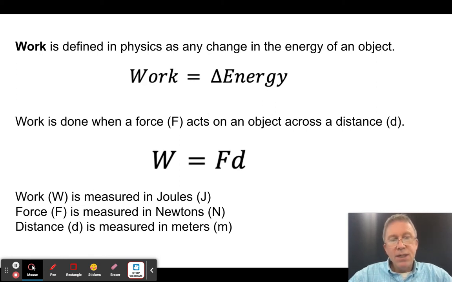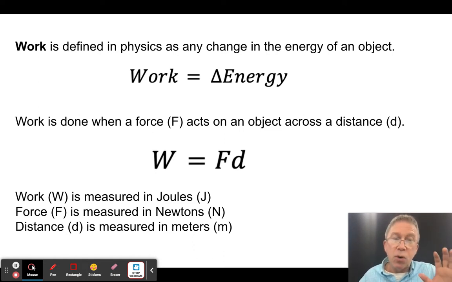Now, work is a really important concept that we're going to work with quite a bit this unit. Work is basically defined as the change in the energy of an object, or later on we'll say a system of objects. And work is done anytime a force acts on an object and is applied to that across a certain distance.